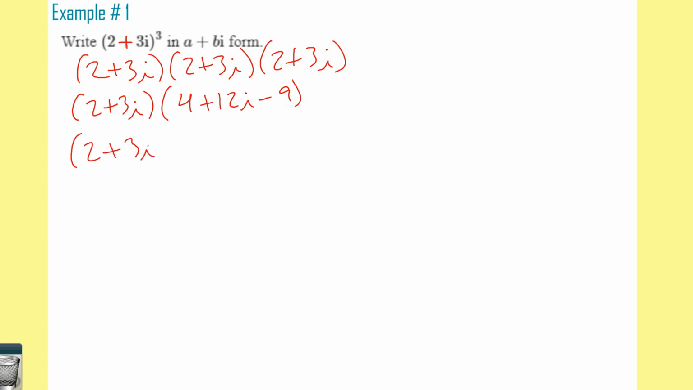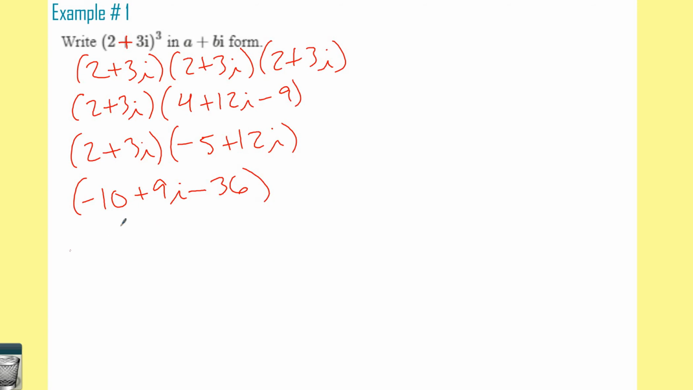So 2 plus 3i. Sorry, I'm going to take the shorthand here and try to do this quicker. So let's see, negative 10, negative 15, 9i, I believe, and then minus 36. Why am I having trouble with this? That feels wrong. Okay, so then we get negative 46 plus 9i. I really hope I did that right. I wish there was a way to check it.